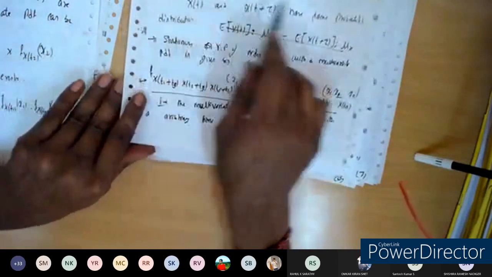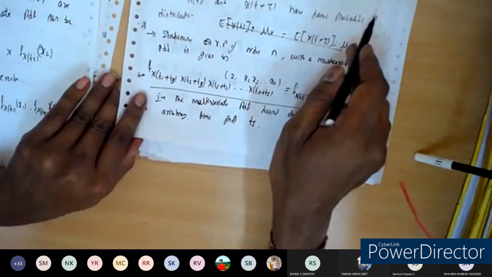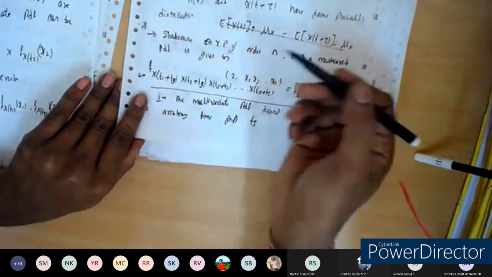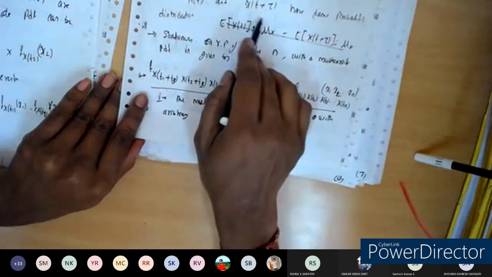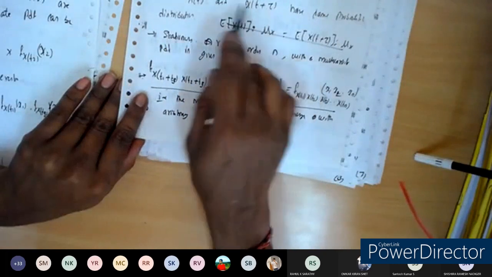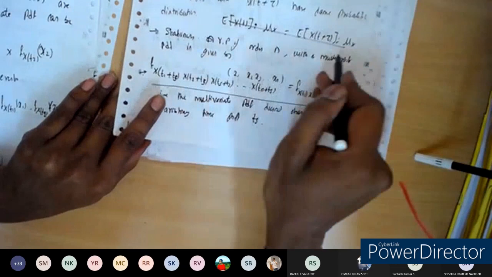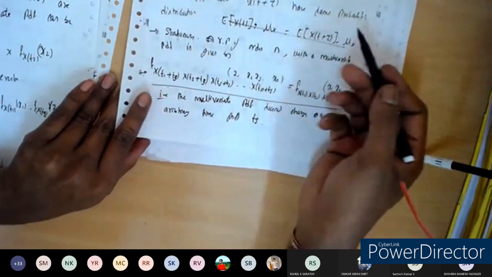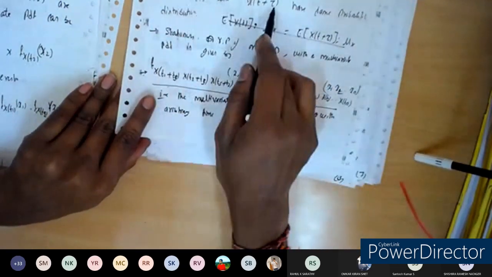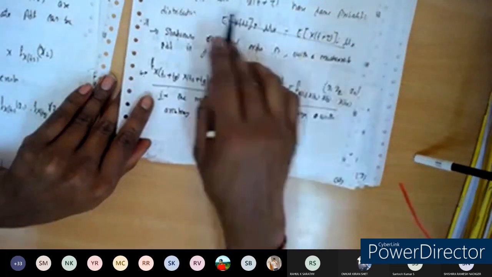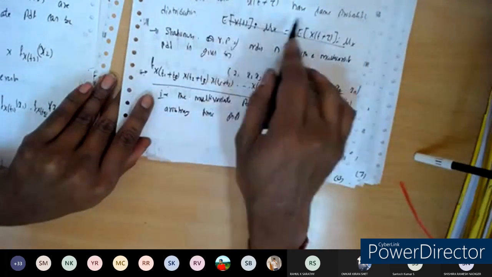So next we defined the concept of the stationary random process. A signal is said to be stationary if its statistical characteristics do not vary with a small change in time t. Statistical characteristics are nothing but the mean and variance, which remain the same, or the PDF also remains the same for a small variation of time, which is called tau here.